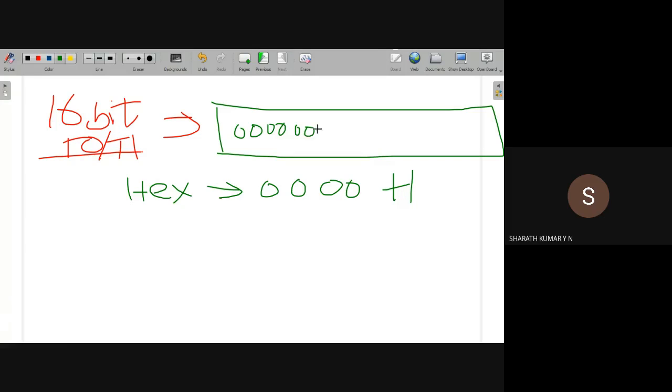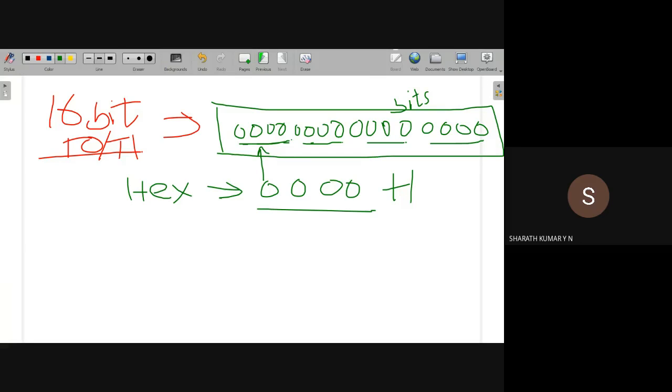That means there are 16 zeros, 16 positions, 16 bits. The initial count is zero in terms of bits. If I write it in hexadecimal, it is 0000H. These are groups of 4 bits. Each hexadecimal 0 corresponds to a group of 4 zeros. Very simple, this hexadecimal number system.